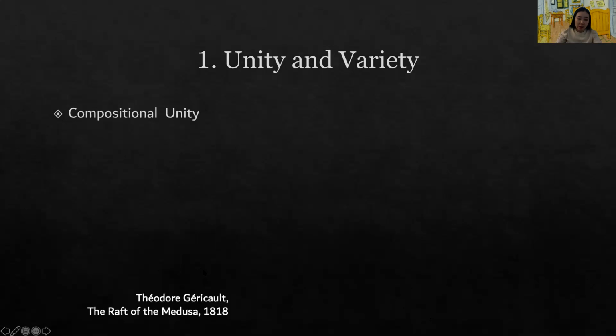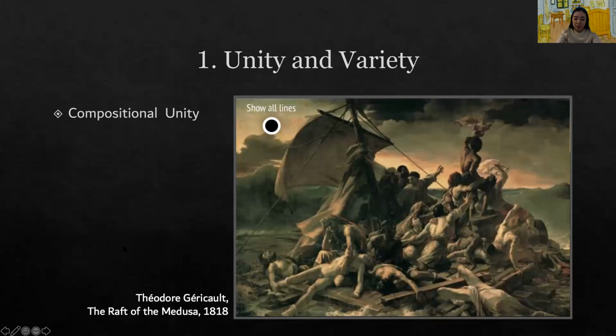So let's look at an actual example of compositional unity. The artist used the elements of art to create compositional unity in this work of art. This painting's chaotic scene of a shipwrecked man on a raft in the turbulent sea is unified by its strong composition.